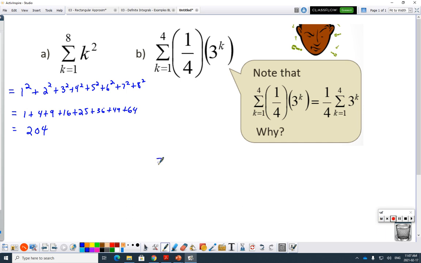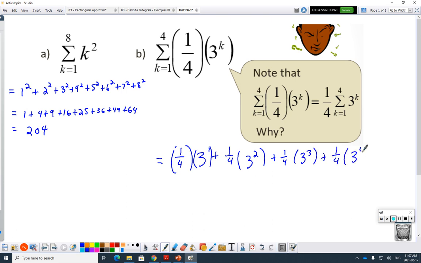So my first term is 1/4, 3 to the, what's the first k value? 1, so I put that in there. Then 1/4, 3 this time, 2. Then 1/4, 3 cubed, and 1/4, 3 to the power 4. There's only 4 of them this time to do.